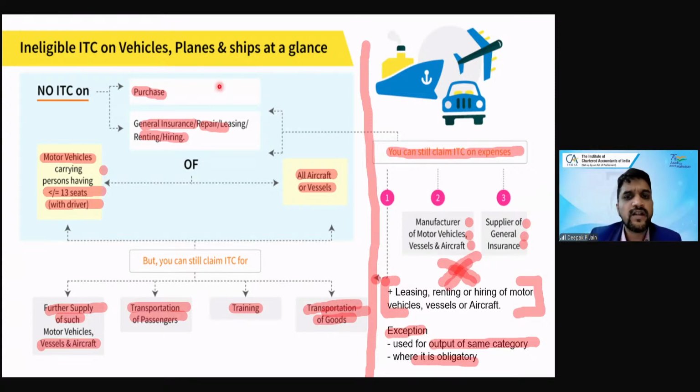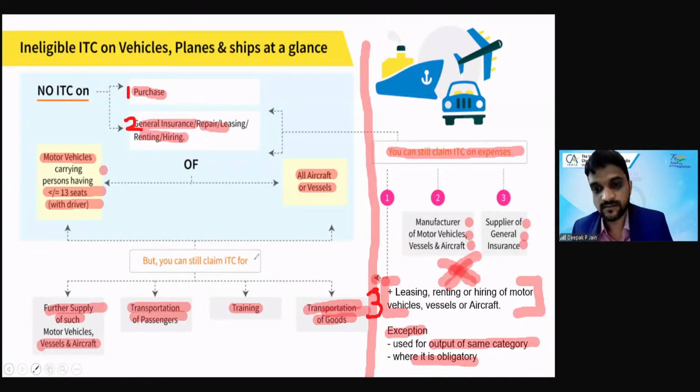Tanya's question is, if a motor vehicle having seats up to 13 is taken on lease, in that case also can we claim ITC? You cannot claim ITC, no, because leasing, renting, or hiring of motor vehicles is blocked. So apart from purchase, I'll write it over here. That will be clear. First is purchase, second is general insurances, and third is leasing. So these three things you cannot claim the credit.